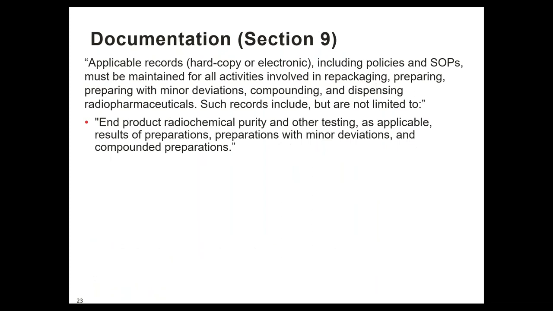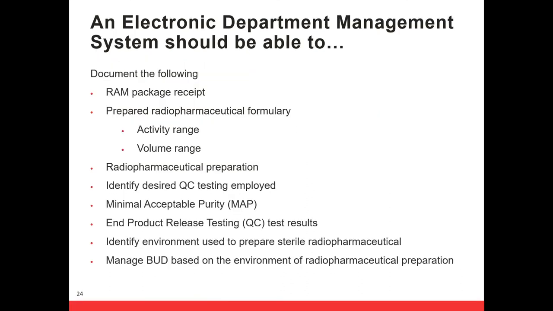I'm going to finish off here and prepare to hand this off to Brian, but review again the documentation requirements in the chapter section 9. You need to have hard copy or electronic records of the kits you've made, the activity, the ingredients, as well as radiochemical purity testing. So Brian, can you take it from here and explain how you might capture this with a department management system?